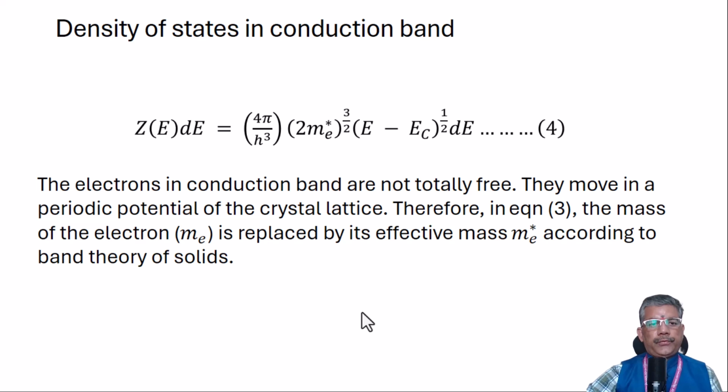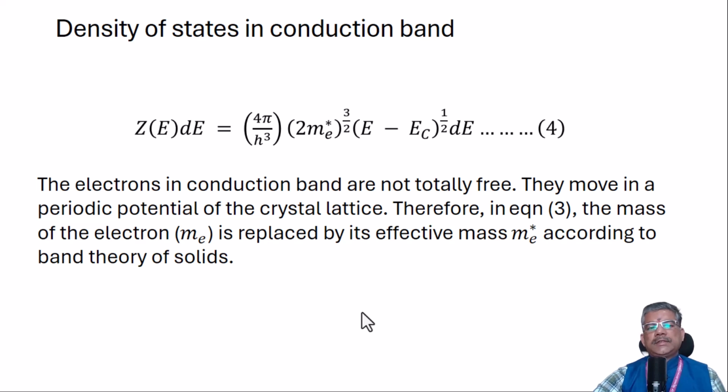Equation number 4 is Z of E dE equal to 4 by h cube into (2 m E star) whole power 3 by 2 into (E minus EC) whole power half into dE. Here m is replaced as m star, which is nothing but the effective mass of an electron. Small m we can call the rest mass of an electron, and m star is the effective mass of an electron. So the mass difference is there.